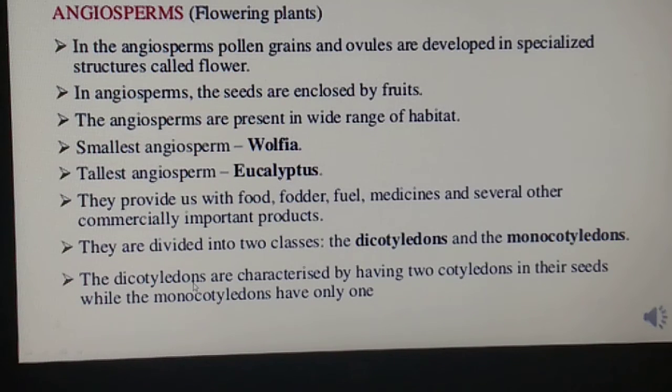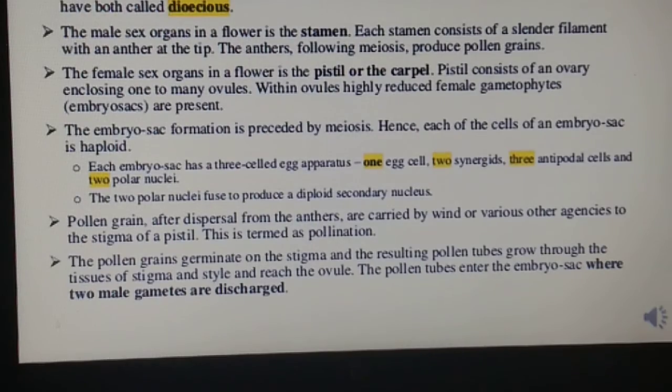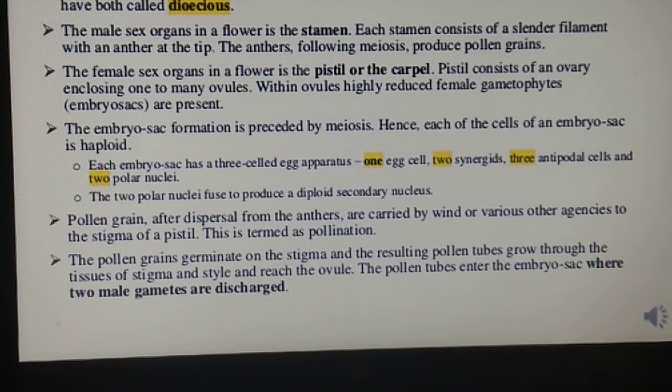Now students, talking about the dicotyledons, they are characterized by having two cotyledons in their seeds, while the monocotyledons have only one. Now some plants have only one type of gamete, either male or female, and they are called monoecious, and others have both, called dioecious. So it is just like unisexual and bisexual flowers.